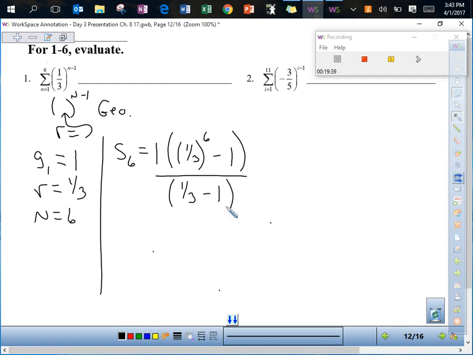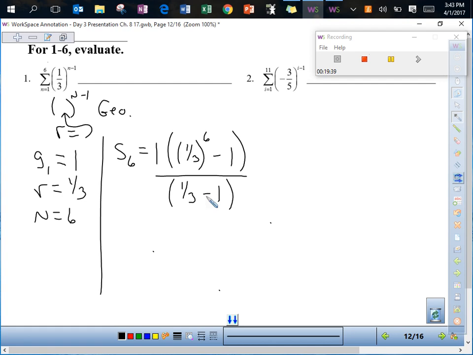Okay, guys, I'll pause just a little bit here. You will run this through your calculator now exactly the way this looks. You'll go 1 parenthesis, another parenthesis for your r value, 1/3 to the 6th minus 1, close that parenthesis out, divided by another parenthesis, 1/3 minus 1.